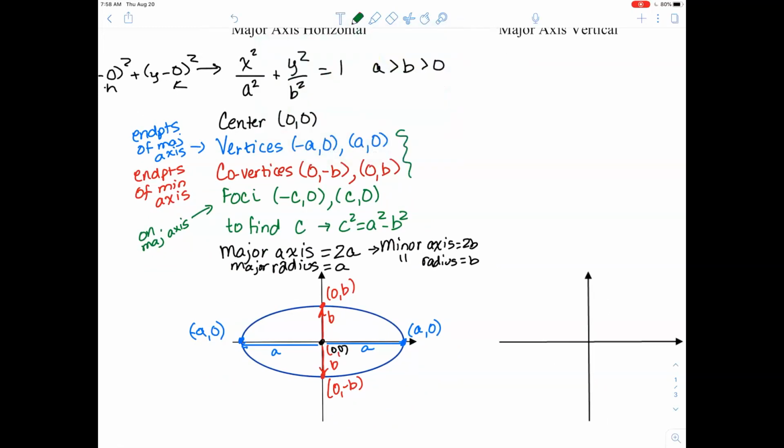So now I'm going to go to the foci. Remember that the foci are on the major axis, so it's somewhere here. I'm just going to place it here for now. This is not drawn to scale. Okay, so this is going to be C units back, and this is going to be C units forward. And so this point right here would be negative C, 0, and this point right here would be at positive C, 0. And so there you have that.